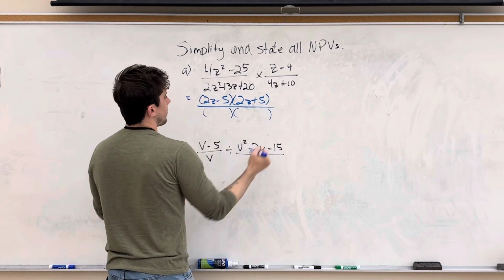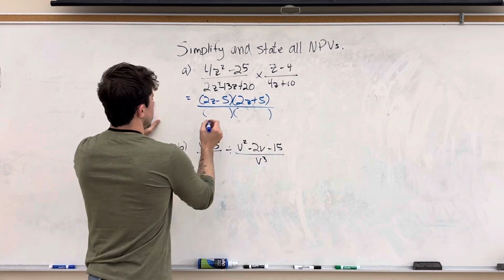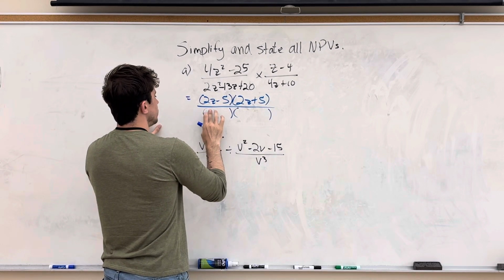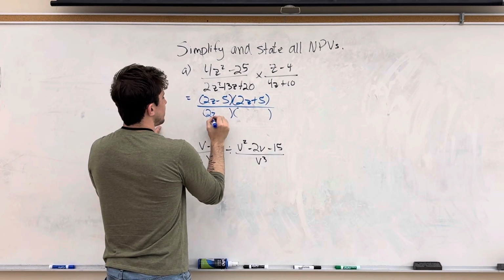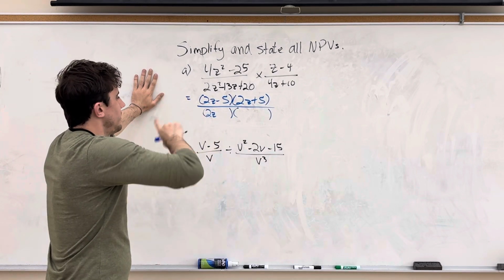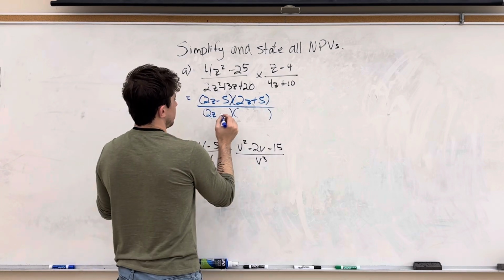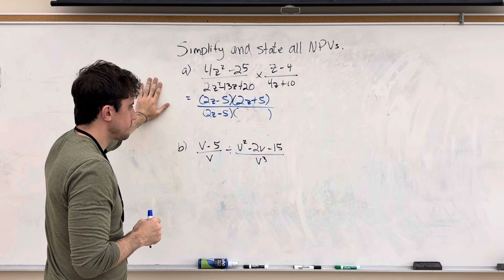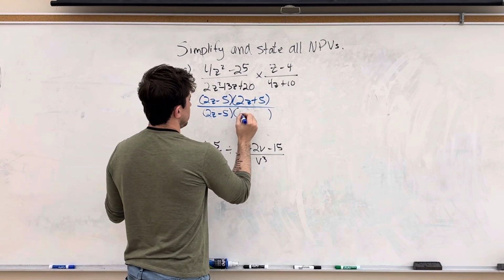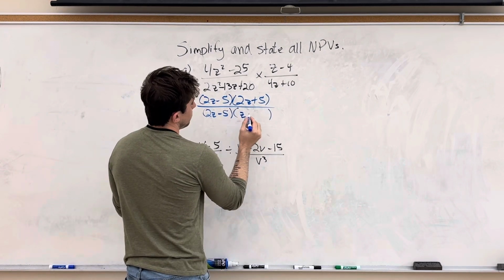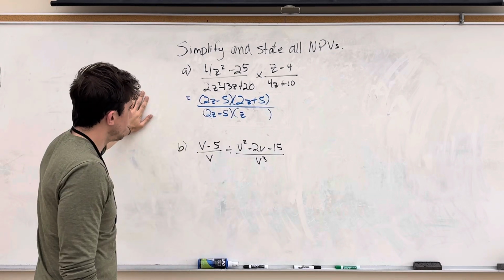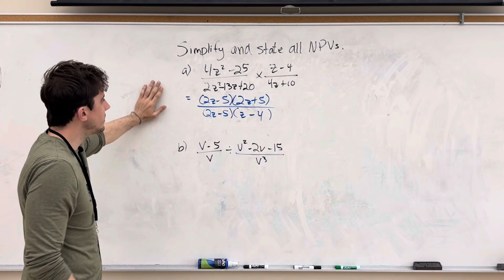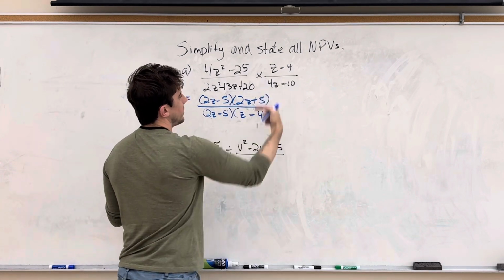But if you do factor it, you'll have 2z minus 5, and you'll have z minus 4, I think, yes, z minus 4, like so. And now we're multiplying these two expressions.